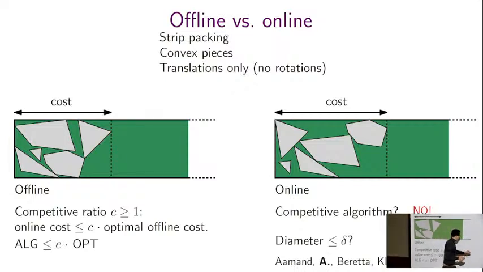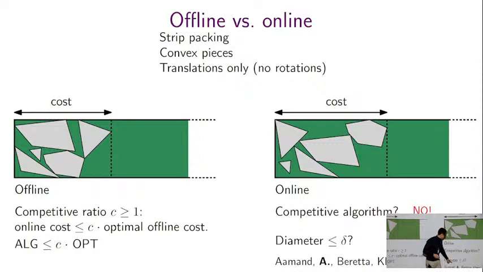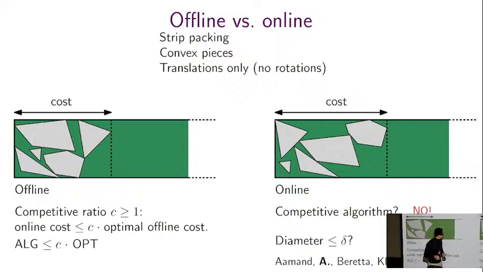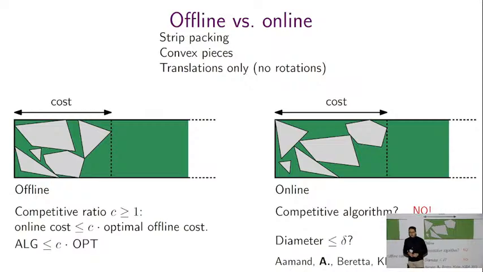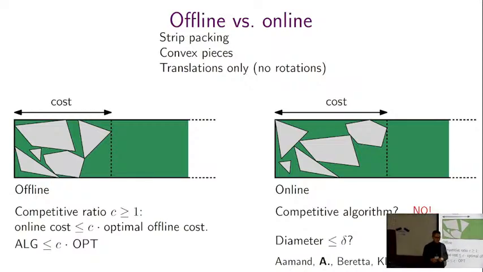And then what if all the pieces are very small, so all the pieces have diameter at most delta for some small constant delta? Again, we show that even when the pieces are tiny, we still don't have a competitive algorithm.